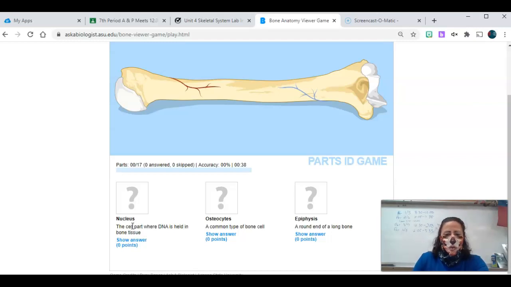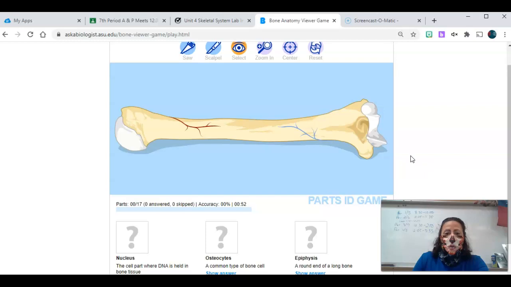That's on the cellular level. Osteocytes. That's also a cellular level. Ooh, epiphysis. A round end of a long bone. So this is a long bone. We're looking for the rounded end of it. So I'm going to go ahead and I'm on select. That's the diaphysis. That's the epiphysis. And we got it right.